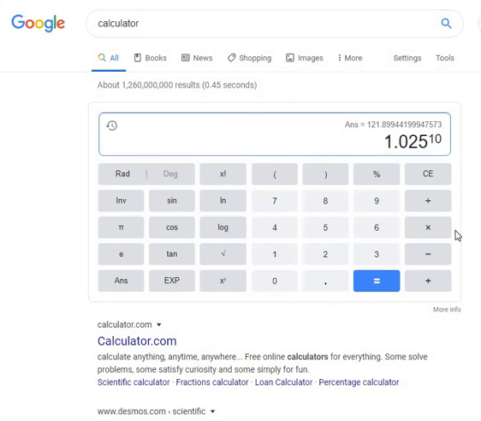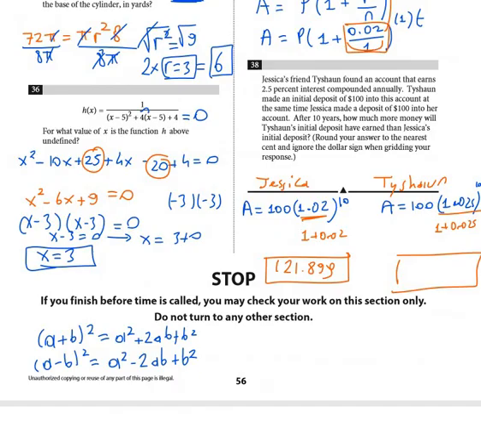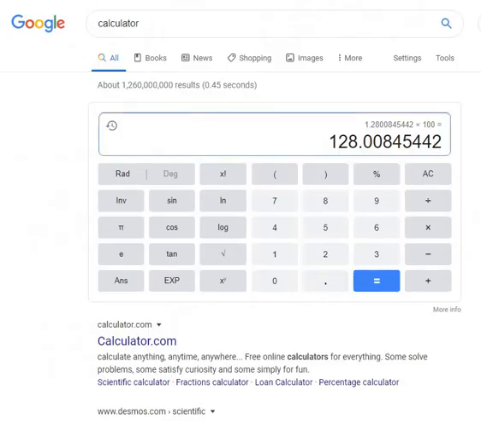1.025 raised to the 10th power times 100, and this girl makes 128.008. So let's see how much this girl makes more than that. So that minus 121.899. So this girl makes $6.11. So you round your answer in the end, or else your answer will be wrong.